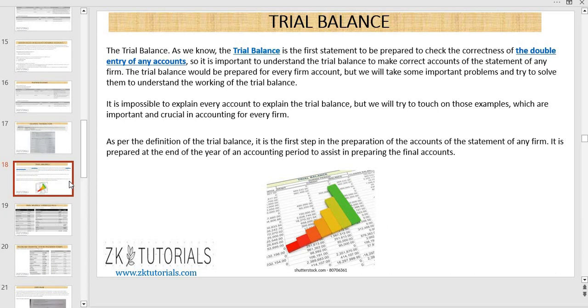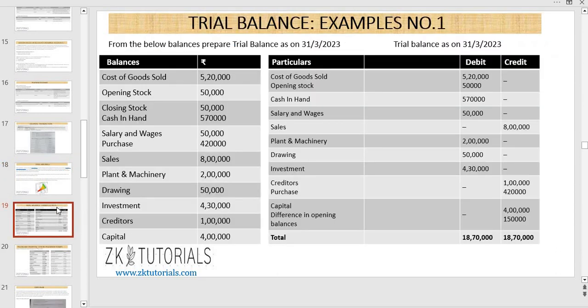As per the definition, the trial balance is the first step in the preparation of the accounts of the statements of any firm. It is prepared at the end of the year or an accounting period to assist in preparing the final accounts. So the next is, they have given me one example of trial balance and I have solved that example. The total of the trial balance on the debit side is 18,70,000, on the credit side also 18,70,000.